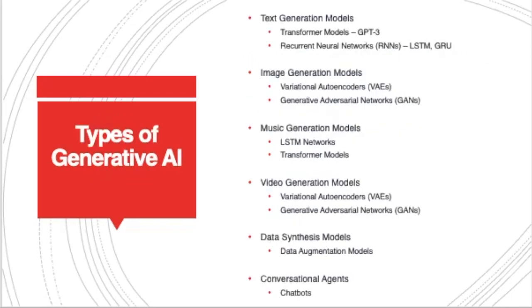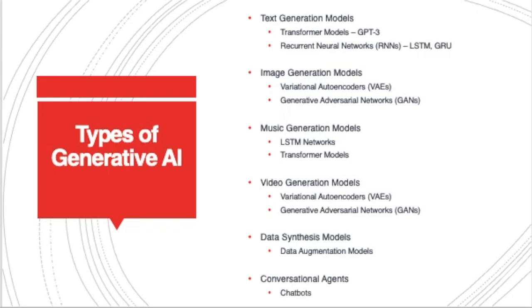Generative AI refers to artificial intelligence systems that can generate new content, such as text, images, or other forms of data. There are several types of generative AI, each with its own specific applications and techniques. Here are some common types.